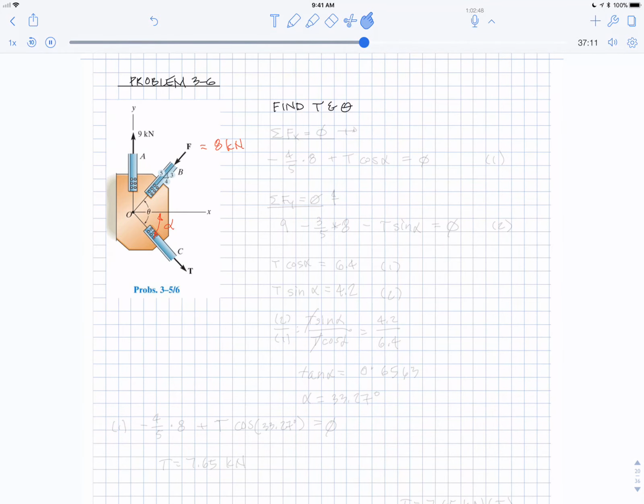We'll start with sum Fx equals 0. The y has no x component. The 9 kilonewton has no x component. That force F, 8, has an x component of 4/5 times 8, and it's going to the left, so that'll be negative. The T has a component of T cosine alpha in the positive x direction, and that will all equal 0.